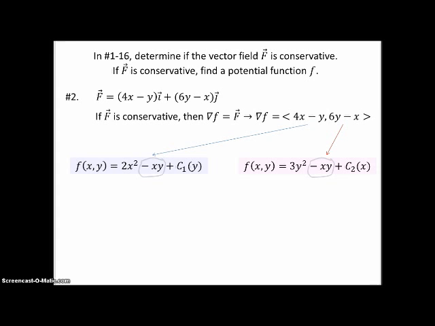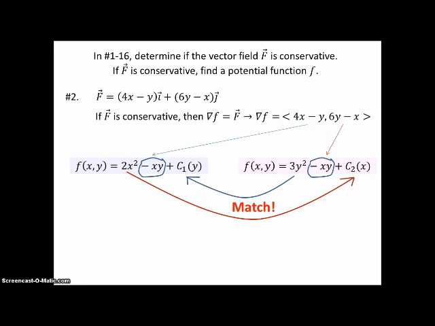Now, does this work? Well, the term with x and y in it matches. And our c1(y) could certainly be 3y squared. And then 2x squared could be our c2(x). So we have a match. And so if we combine these two answers, we do get a potential function. And therefore F is a conservative vector field, and the potential function, putting those together, is 2x squared plus 3y squared minus xy plus possibly a constant, because c1 and c2 could have had a constant involved.